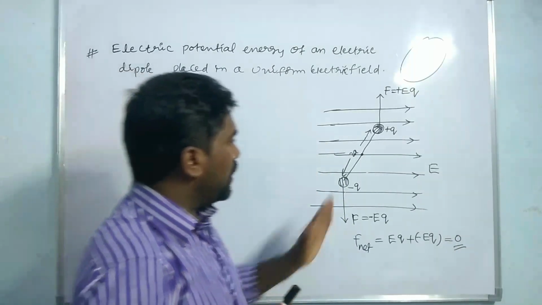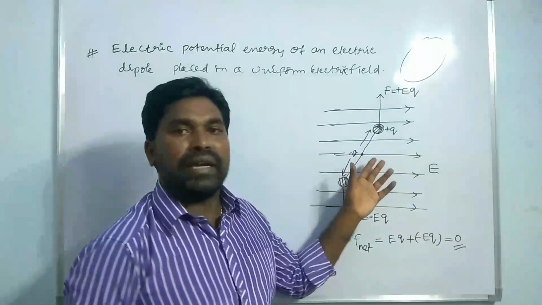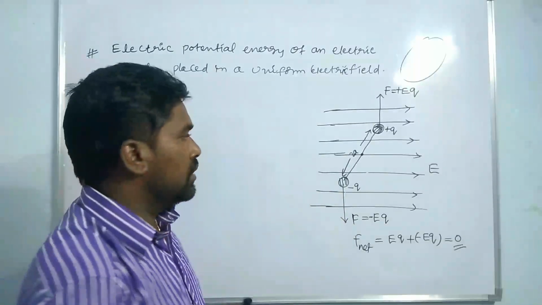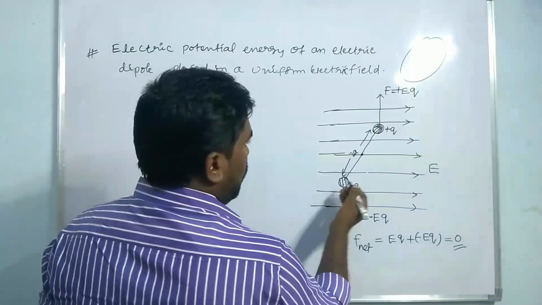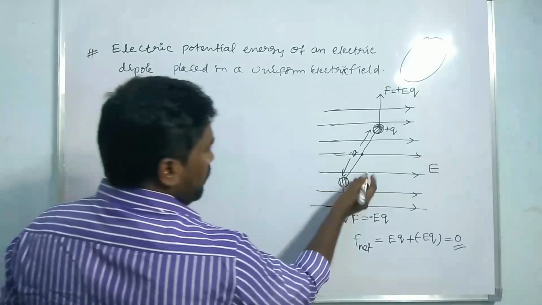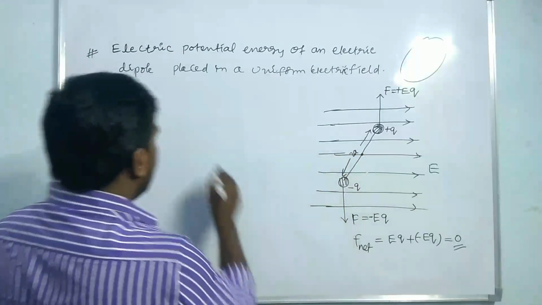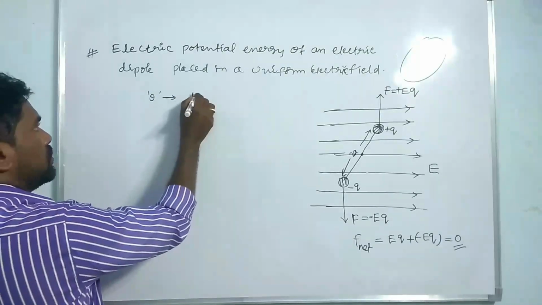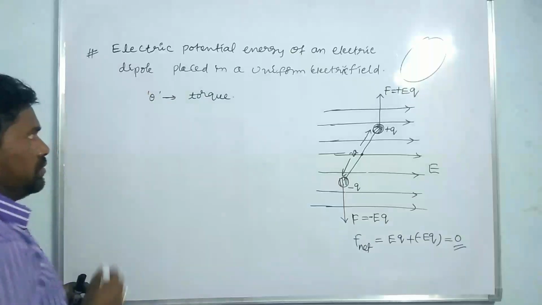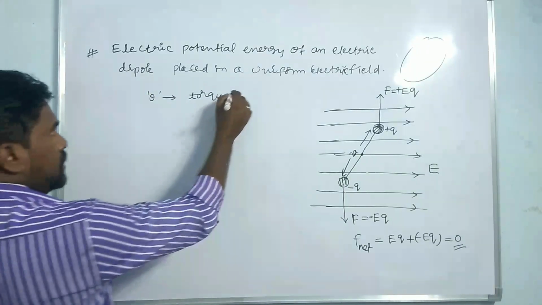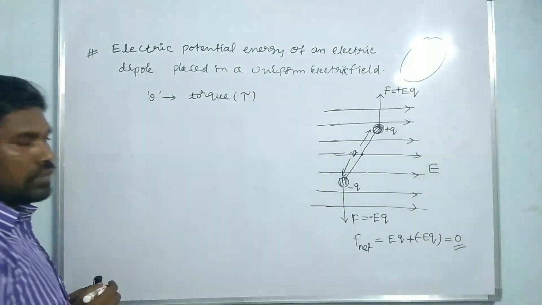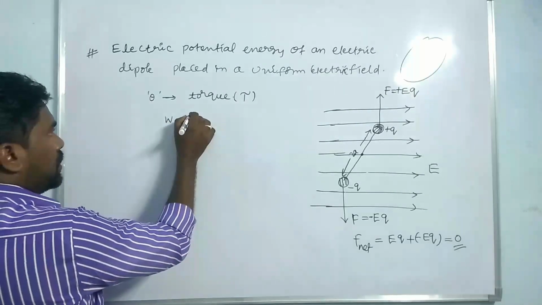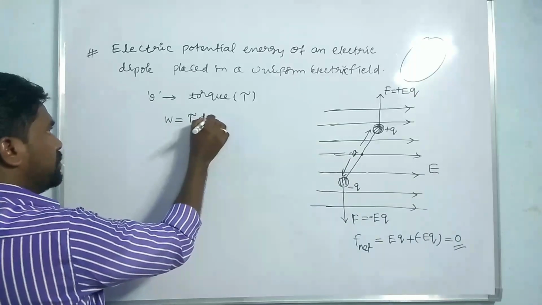Whenever equal and opposite forces act on the same object, it will rotate through some angle. The dipole rotates through some angle theta, and that is called torque, tau. So the work done is equal to torque into d theta, tau d theta.